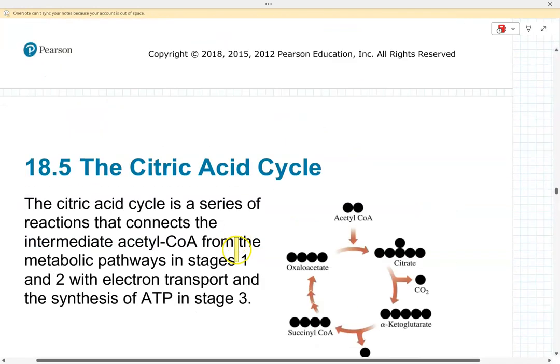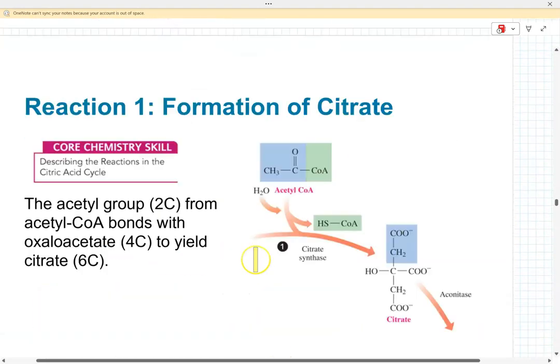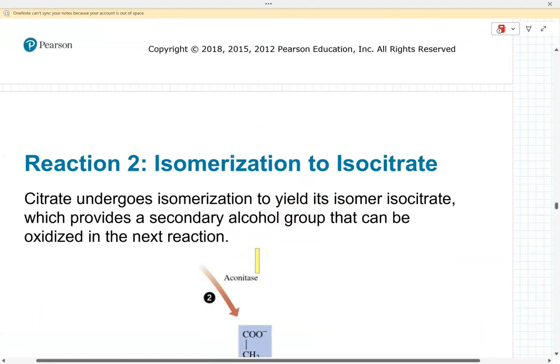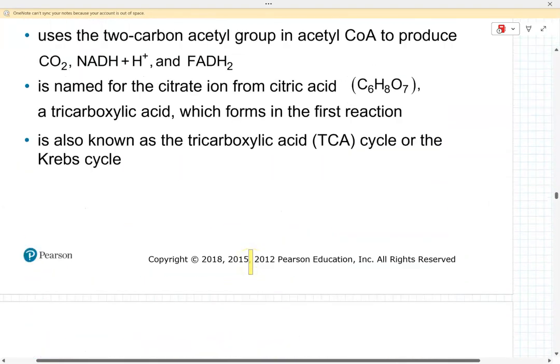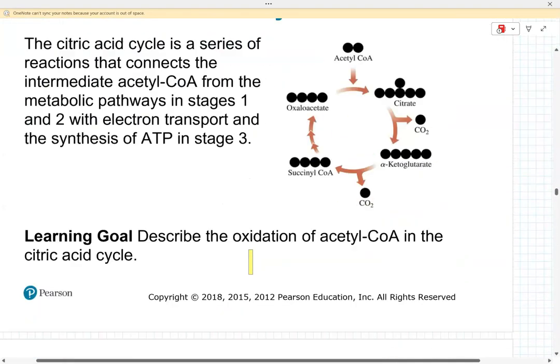Let me see how much of a citric acid cycle we have. Oh, shoot. Well, let's go over this as much as we can.